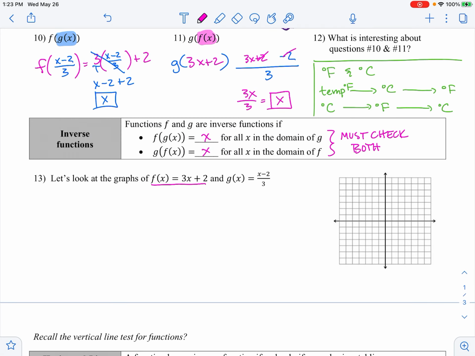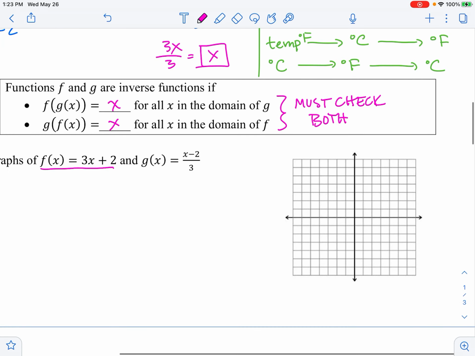F is pretty straightforward to graph. I have a y-intercept of 2 and a slope of 3. So I'll go up 1, 2, 3. I'll go down 1, 2, 3. I'll kind of cross over like that. This is my f graph.